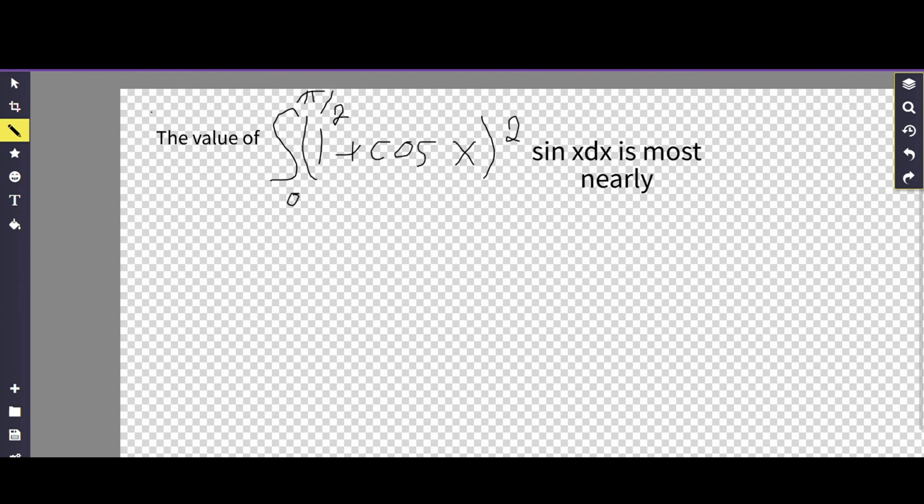The value of this equation is most nearly what? So the part right here that you kind of don't see is this equation here. It is the integral of (1 plus the cosine of x) squared times sine x dx, with limits 0 to pi over 2.